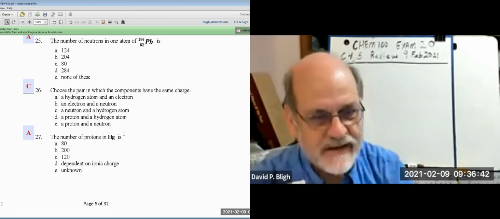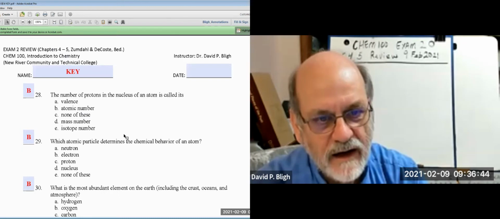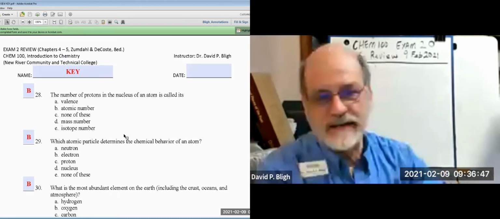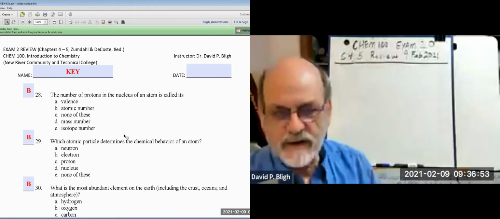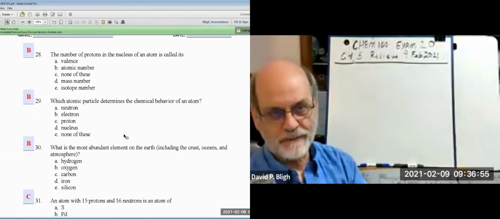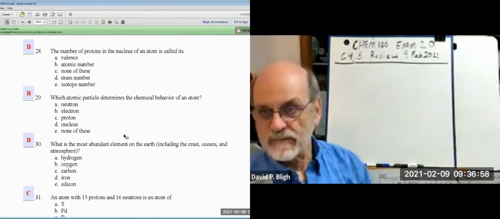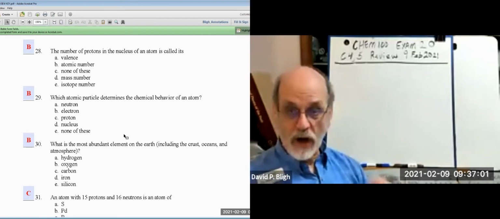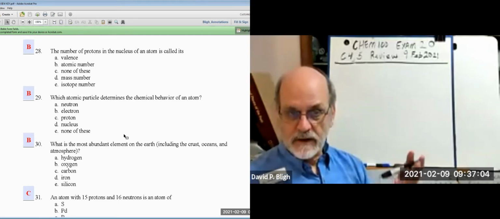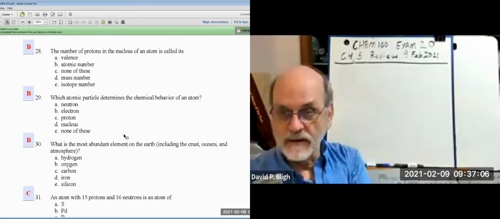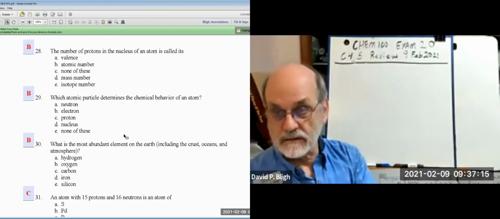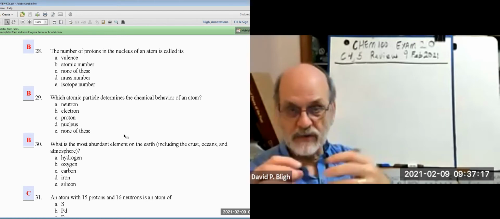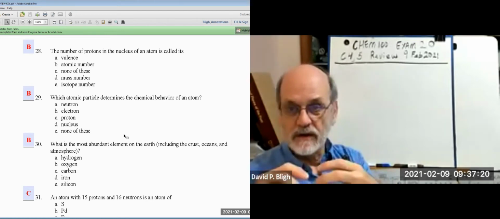Let's see. 28. The number of protons in the nucleus of an atom is called its what? Atomic number. Right? We know that the atomic number is the same as the number of protons, but when the atomic number was first proposed by Moseley, the correlation between the atomic number and the number of protons was not established yet.